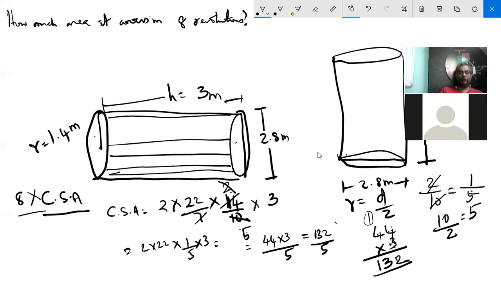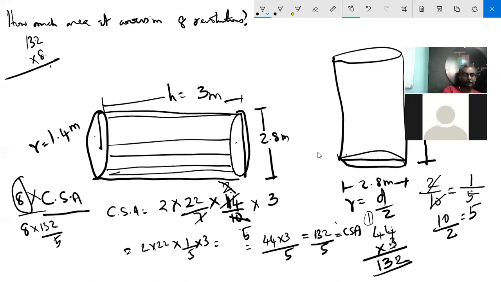This is for one single rolling. CSA is equal to 132 by 5. Now, how many times do you have to multiply this? 8 times. So 8 into 132 by 5. 2 eights are 16. 3 eights are 24, plus 1, 25.